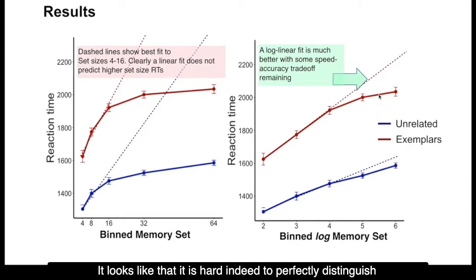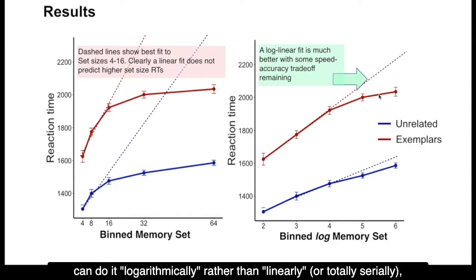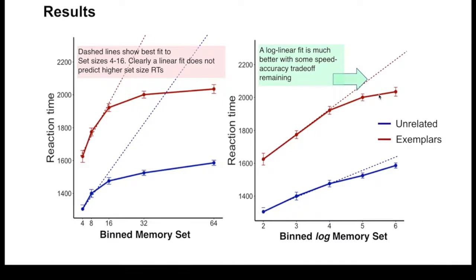It looks like it is hard indeed to perfectly distinguish between similar exemplars when there are over 30 of them in your memory. But even in this case you can do your memory search, and you can do it logarithmically rather than linearly or totally serially, which is actually amazing.